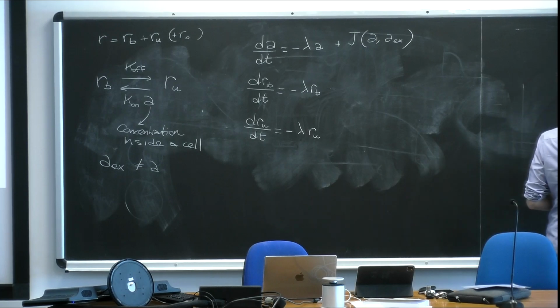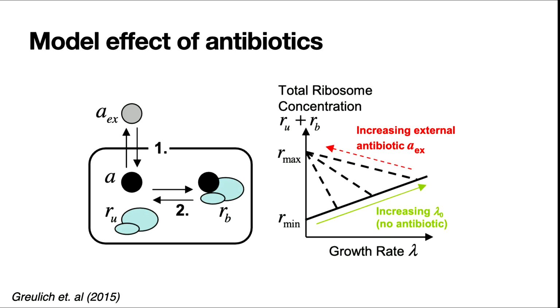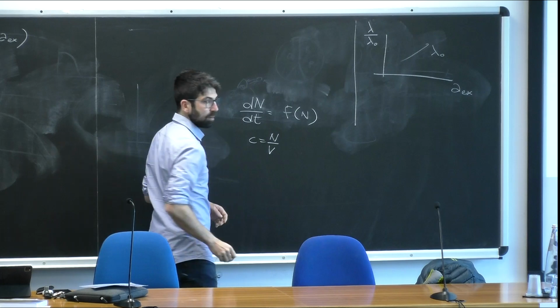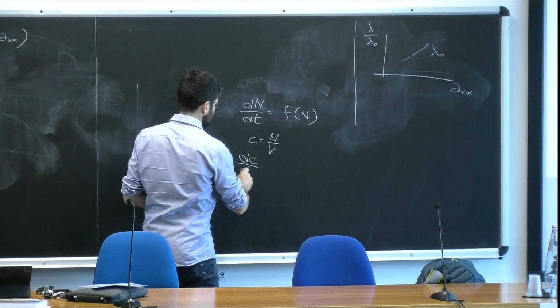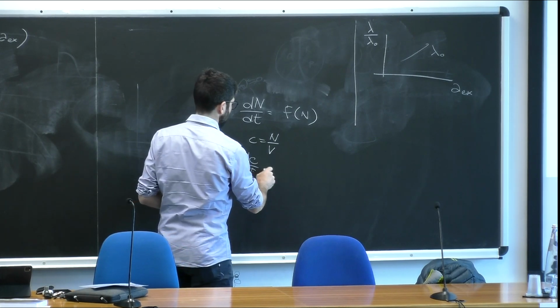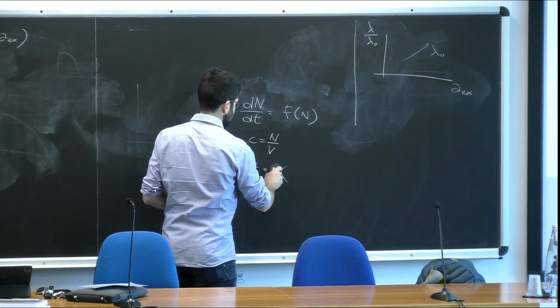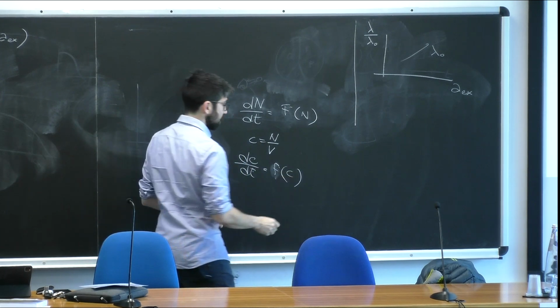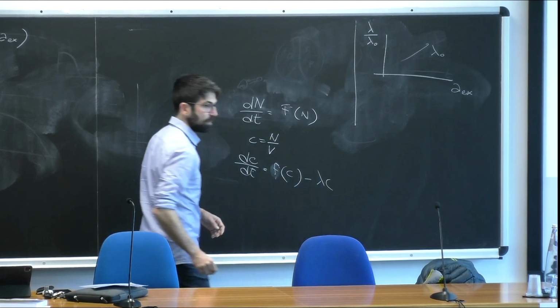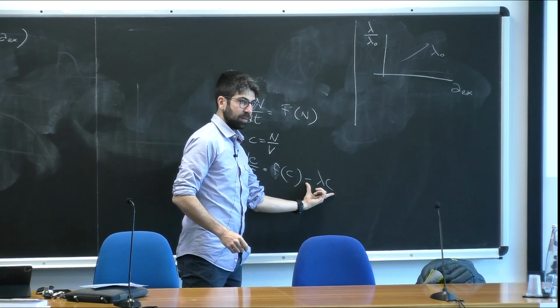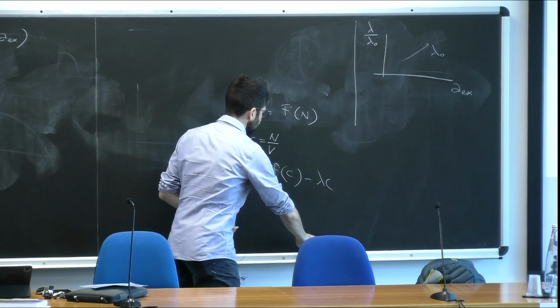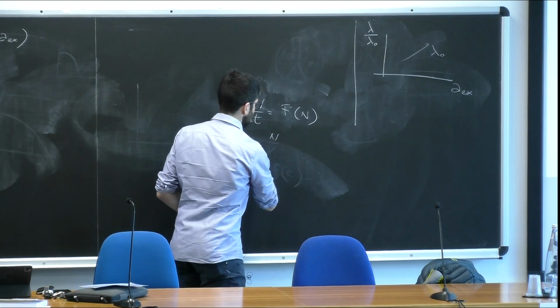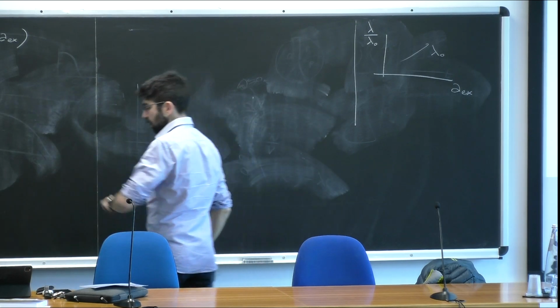So if you write an equation for the number of something, which is f of n, and then you have the concentration of that something, you will have dc/dt equal to f of c minus lambda c, where this is capital F and this is small f. I'm writing this term. Then we're also writing this. Okay, good.